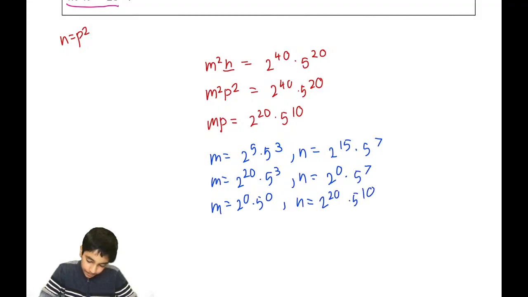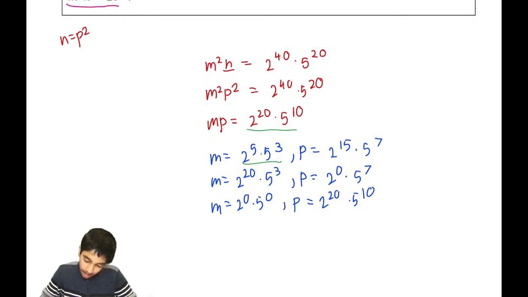Basically, what we're seeing is that for any m that's a factor of this value, there's going to be a valid solution to our equation. For any m that's a factor of 2 to the 20 times 5 to the 10, we're going to have a valid solution to our equation mp equals 2 to the 20 times 5 to the 10. So clearly, the number of factors of 2 to the 20 times 5 to the 10 is just our answer. Because for any value of m that's a factor of it, we can find a corresponding value of p such that our equation holds true.